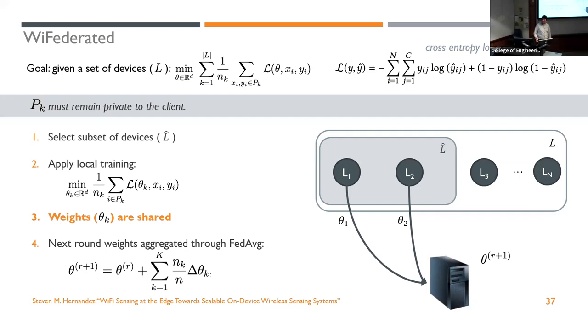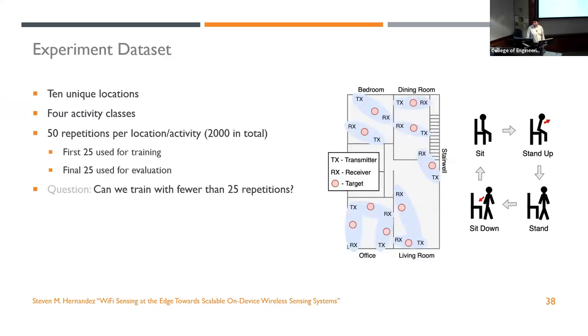What we do is take this new model and send it back into the network to each of the devices, and we repeat over multiple rounds. Eventually they should be able to create generalizable knowledge that's shared across all devices.